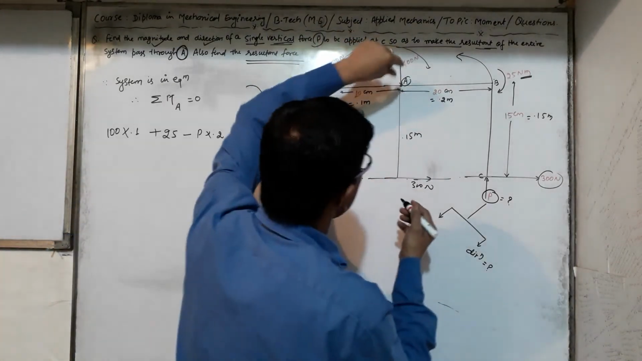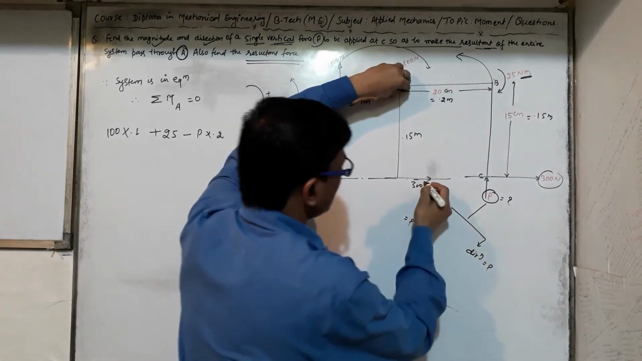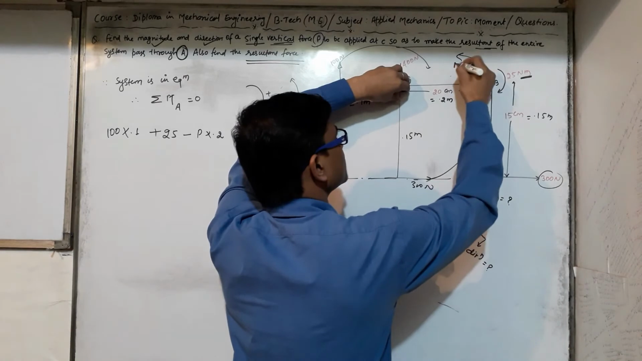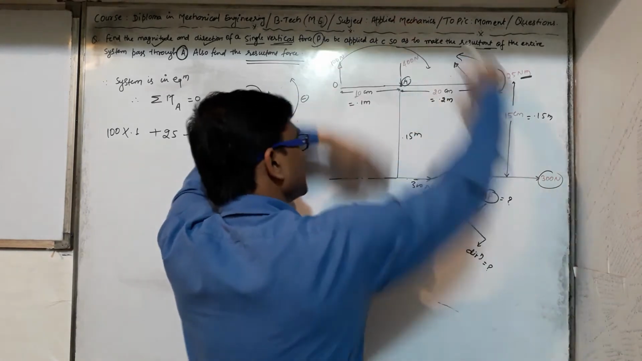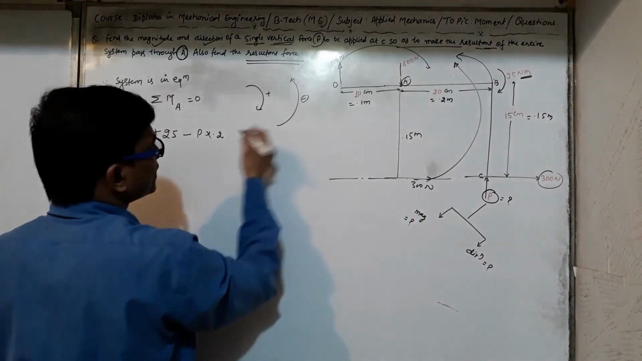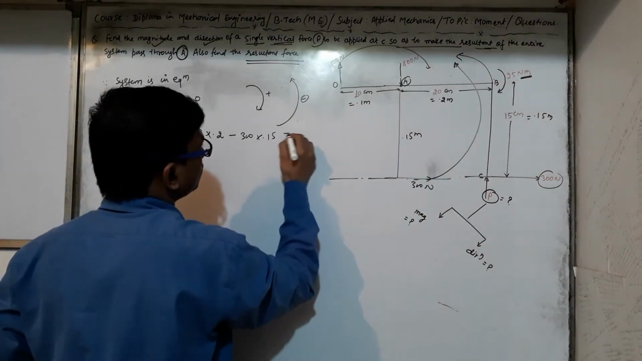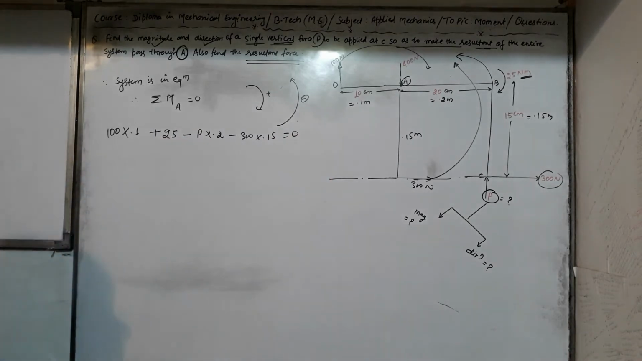So see, if I am pointing at this point, holding this point A and making like this, then it will produce an anti-clockwise moment. So anti-clockwise moment is negative: minus 300 into 0.15, which is the perpendicular distance. This value will be 0.